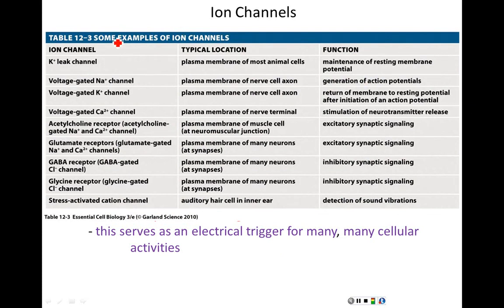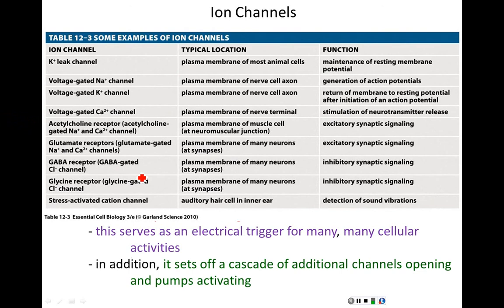I'm not going to go through these. This is table 12.3 from your textbook, with some examples of the ion channels that we have in our membrane, where they're typically found, and the function that that ion channel is responsible for. And you can see that many of these are neuronally biased. Many of these are neuron functions, but we have these ion channels to elicit cellular responses. That's all we're trying to get across here.